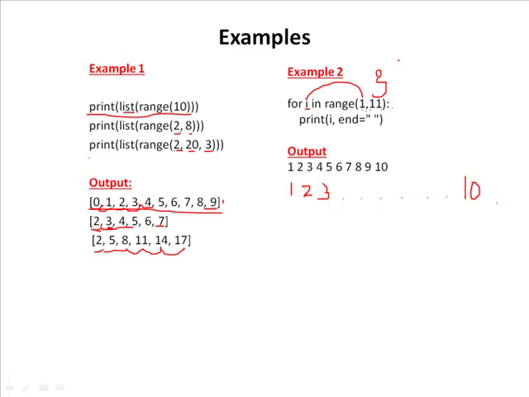Then in the next iteration, the I value is 10 plus 1, that is 11. So here the internal condition is 11 less than 11. This condition is false, right? So it exits from the for loop and continues with the remaining statements just below the for loop. Now I'll execute the code.